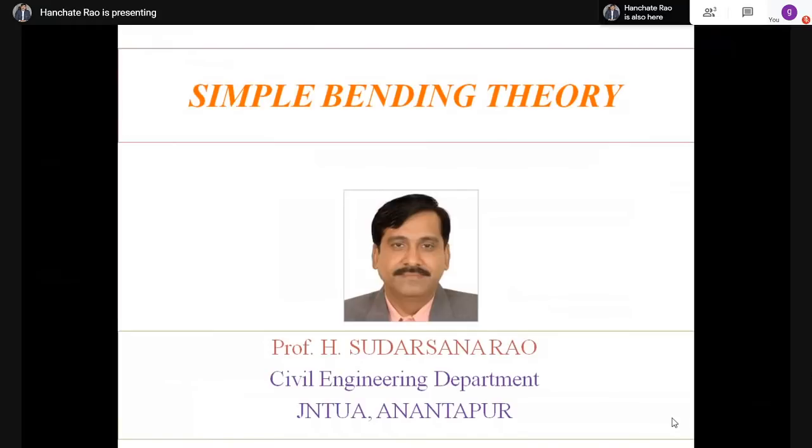Explain pure bending, where it occurs. Actually, I have already explained this. If you have a simply supported beam or a cantilever, say let us take a cantilever beam which is subjected to a couple. There is no uniformly distributed load or concentrated load acting on the cantilever beam. So a cantilever beam subjected to a couple will be subjected to pure bending.